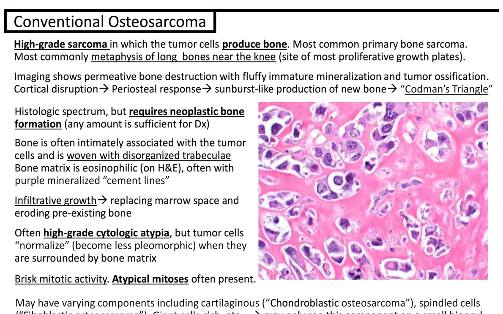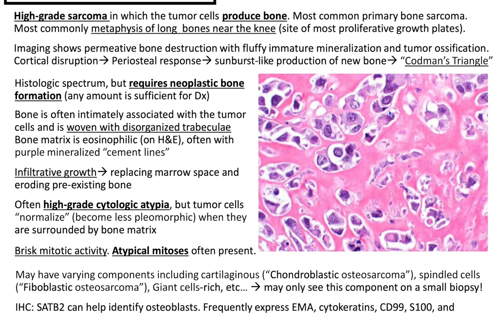cancers. Conventional osteosarcoma. This is a high-grade sarcoma in which the tumor cells produce bone. It's the most common primary bone sarcoma, and location-wise involves the metaphysis of long bones near the knee. And then on imaging, you'll see a Codman's triangle, and that's like a sunburst-like production of new bone from a periosteal response from cortical disruption by the tumor.